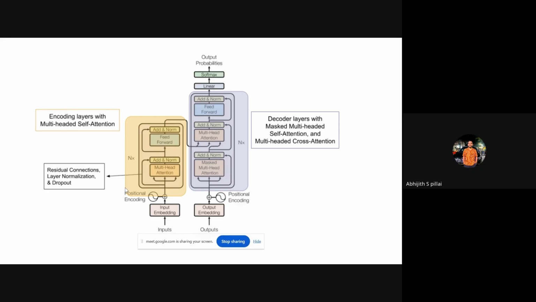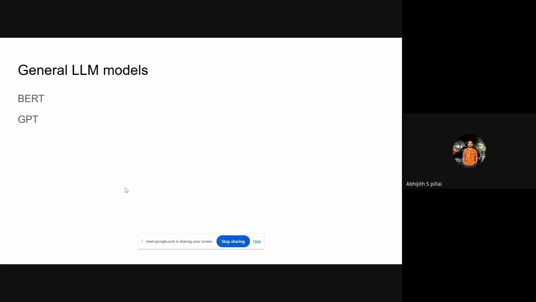We will go to what is exactly happening inside an LLM model. Okay, so we know the general LLM models, BERT and GPT. Why am I just writing BERT and GPT? In this complete section, we are going to cover only GPT-3 and the BERT model. That is the major idea we are focusing on.